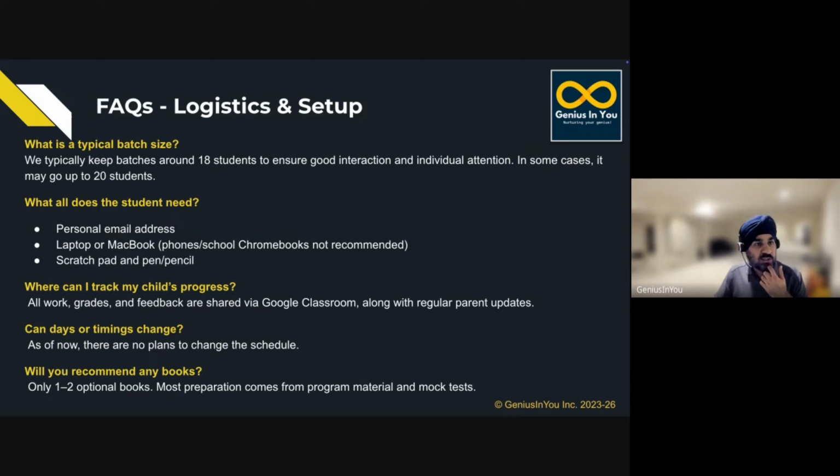Batch size 20, I already answered that. Students will need a personal email address and a laptop to take the test. School Chromebooks will not work. School email IDs will not work. And when they come to my class, I don't normally let them open the laptops, only to review my comments if they have not seen them before. But usually in my class, they only use pen, pencil, and a scratch pad. No electronics allowed. Normally I keep them away. So it's mostly focused on pen, pencil, and scratch pad.